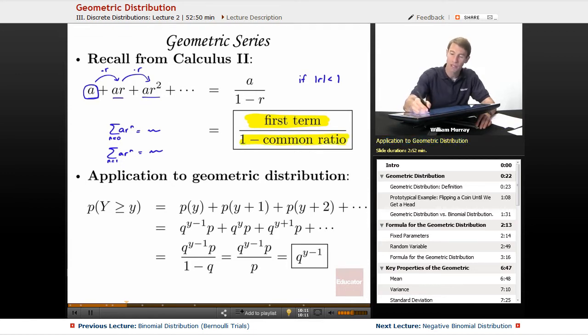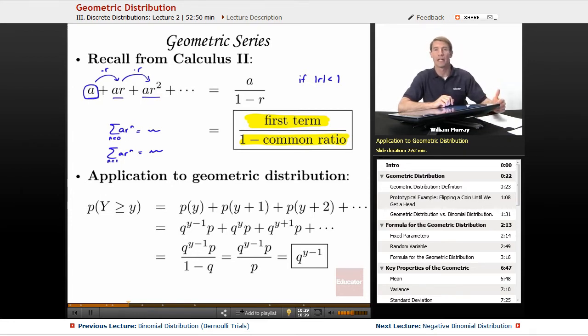So let me give you an example of how that comes up when we're studying the geometric distribution. A lot of times when you're studying a probability problem, you want to say, what's the probability that it will take at least a certain number of trials to achieve success?